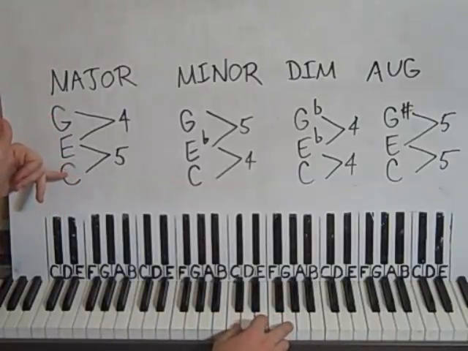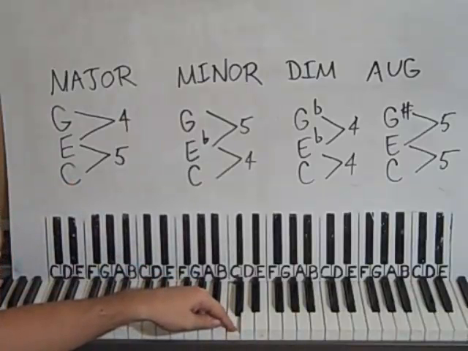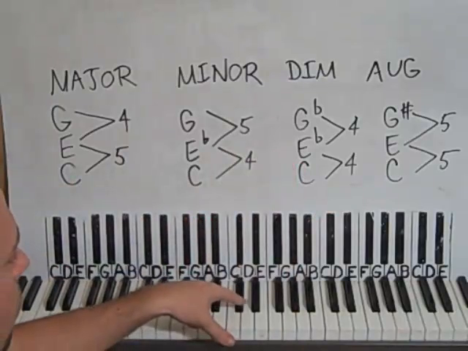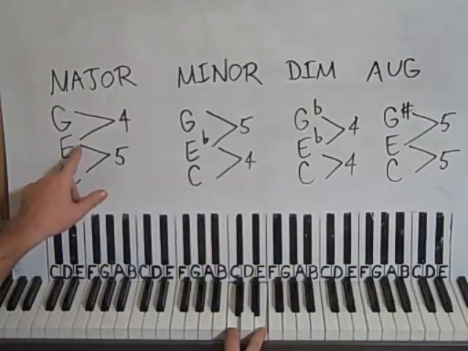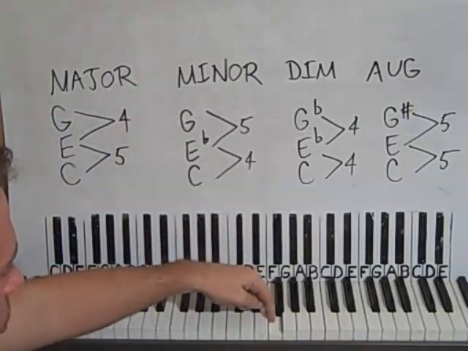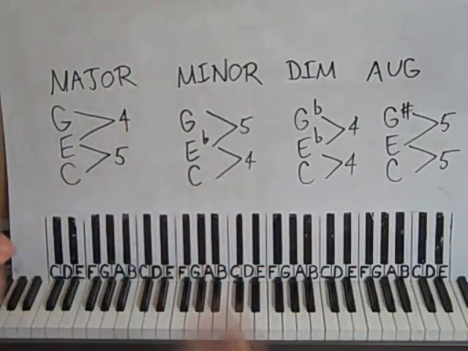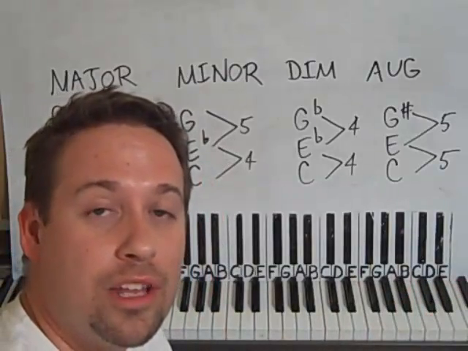So this is the anatomy. We start with a C. Now, if I count every key all the way up to the E, I'm going to get the number 5. 1, 2, 3, 4, 5. And that puts me on an E. Now if I count from the E to the G, I'm going to get 4. 1, 2, 3, 4. That's a major chord. 5, 4. Start on any key on the piano, go 5, 4, and you have a major chord.